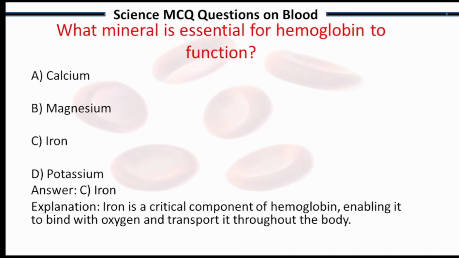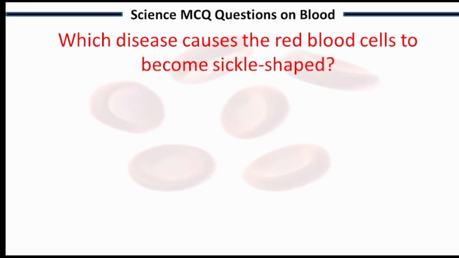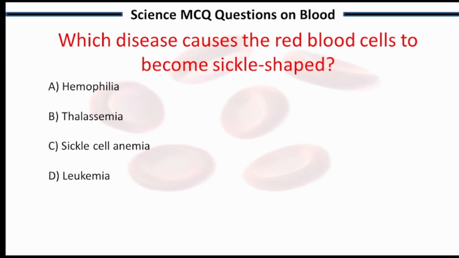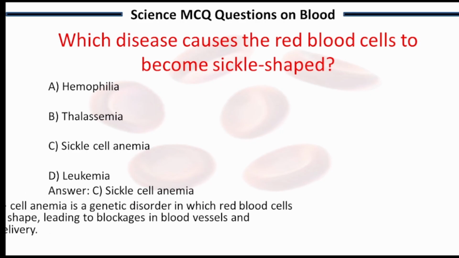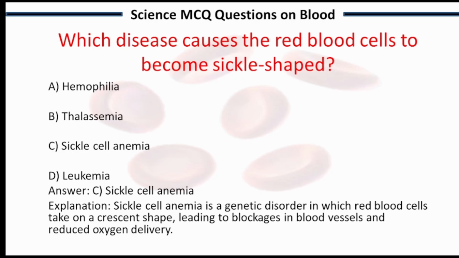Which disease causes the red blood cell to become sickle shaped? A. Hemophilia, B. Thalassemia, C. Sickle cell anemia, D. Leukemia. As the name suggests, the right answer is sickle cell anemia. Sickle cell anemia is a genetic disorder in which red blood cells take a crescent shape, leading to blockage in blood vessels and reducing oxygen-carrying capacity.